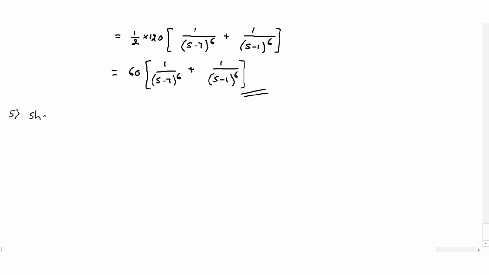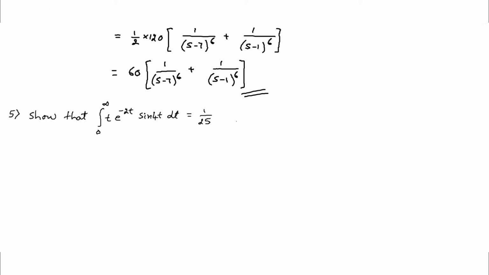Show that integral 0 to infinity t e power of minus of 2t sine 4t dt is equal to 1 by 25. That is the result that we need to show.